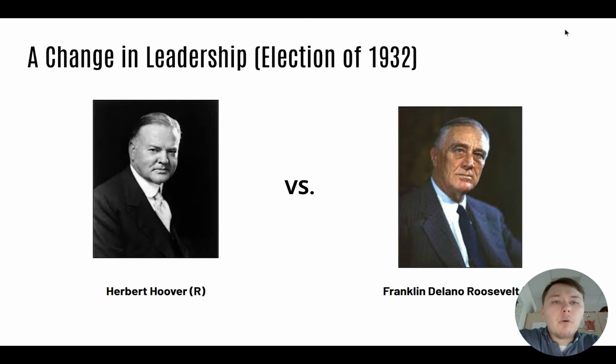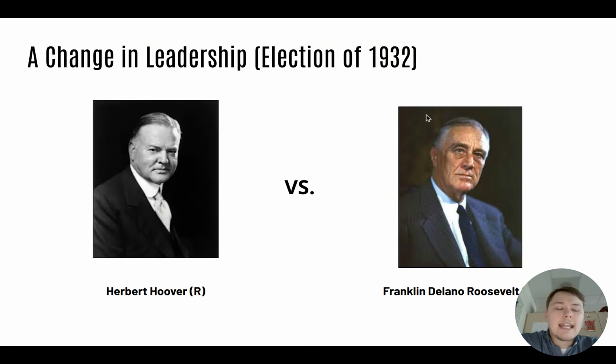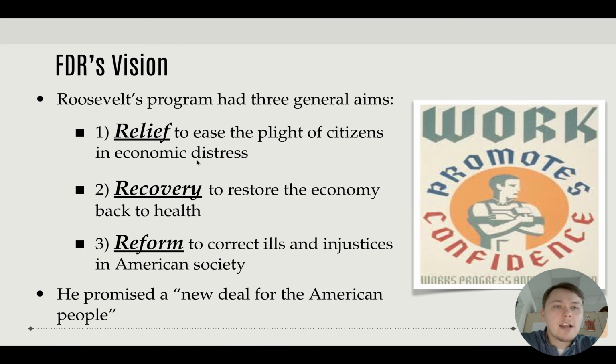So FDR will win the election of 1932 quite handedly. Now, once he's in office, FDR has a vision. It's his 3 R's: relief, recovery, and reform. FDR is going to relieve the plight of the working people. He is going to directly help. So those who are sick, those who are homeless, those who have no jobs, those who are starving, he is going to directly help them. Be it money, be it programs, whatever it is, he's going to ease the suffering.